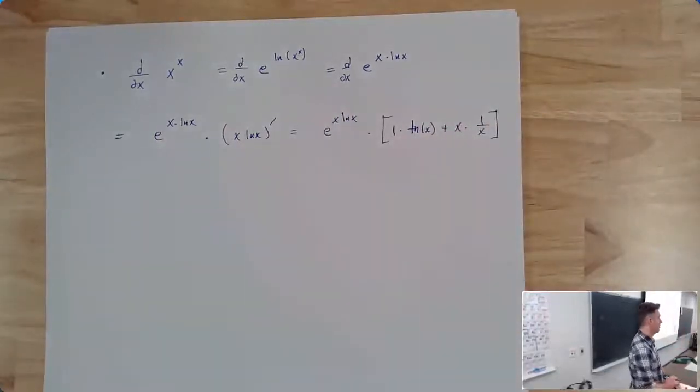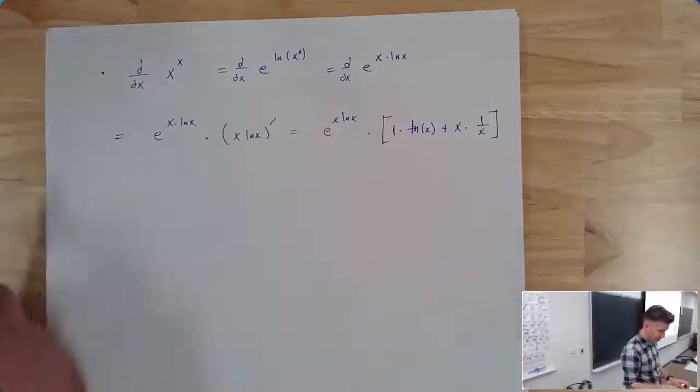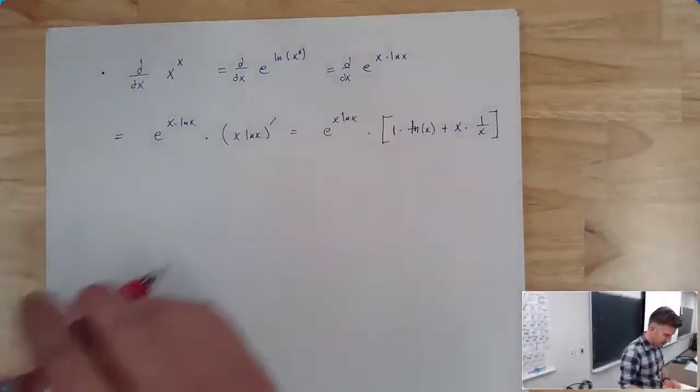which we should simplify. Two things really. First of all, the e to the x natural log of x is just x to the x.